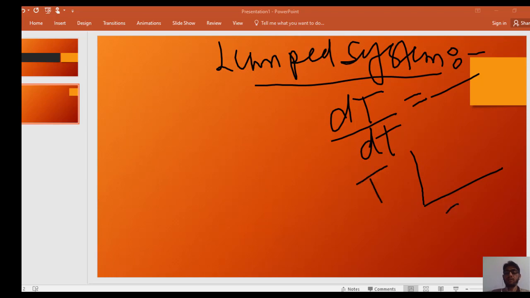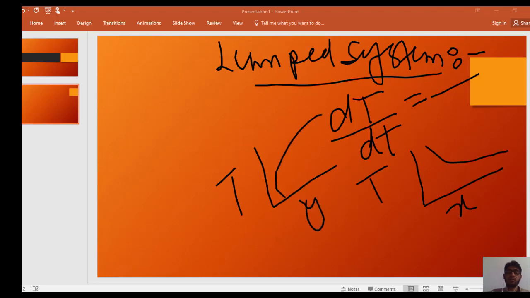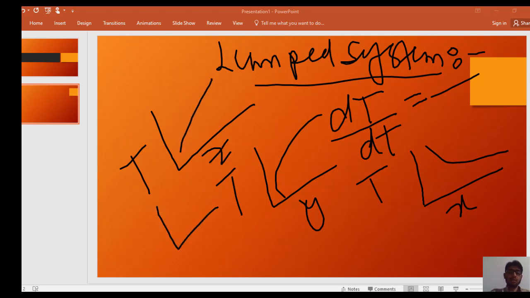The temperature can change in the x direction, in the y direction, and similarly in the z direction. Similarly, the temperature can change with time. It can increase or decrease with time. So this is the general form, and now the graphical form of the lumped system.